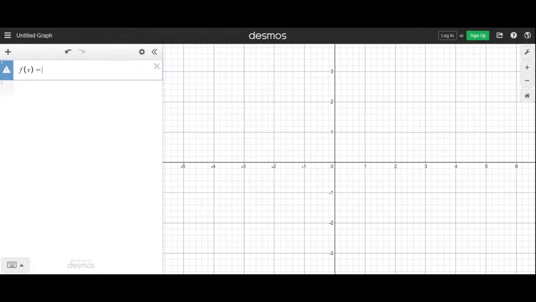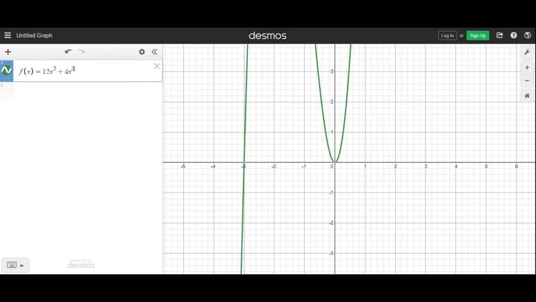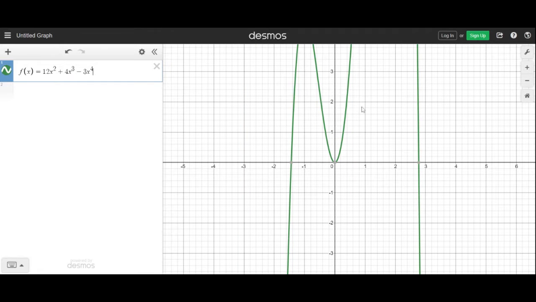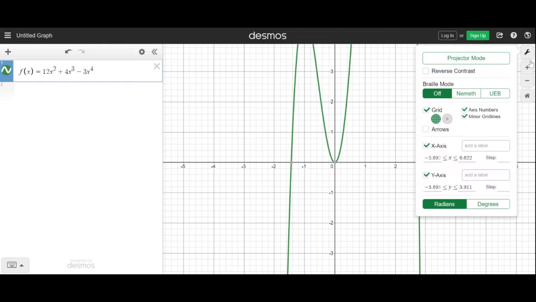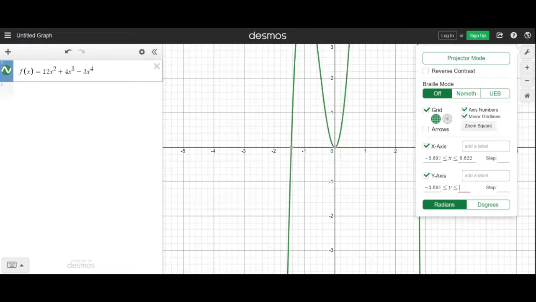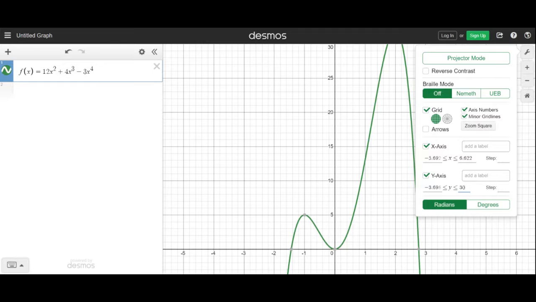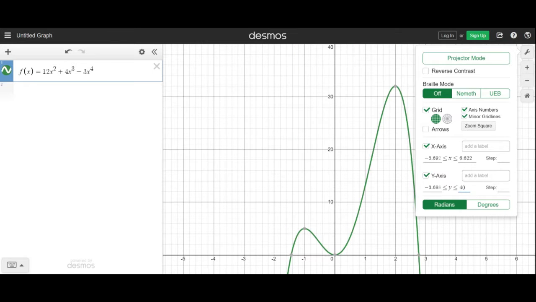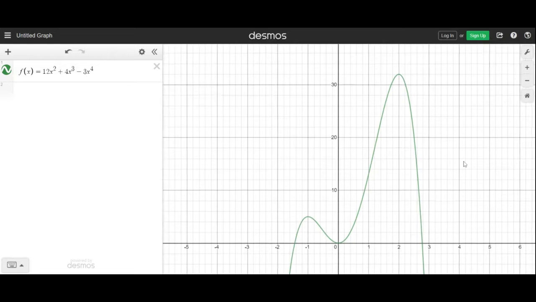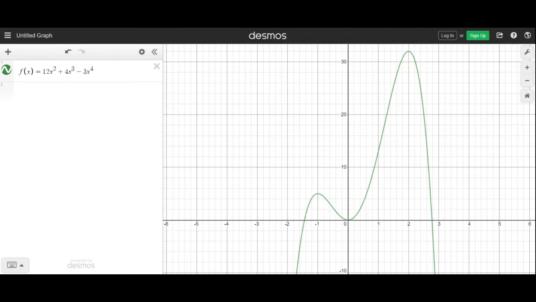Okay, so we've got f of x is equal to 12x squared plus 4x cubed minus 3x to the fourth. So there's our function. Now this time we are going to need to zoom out a little bit so that we can actually see the top of our graph. So I'm just going to change my y value here, make it a little bigger, still not big enough. I'm going to make it bigger than that, and bigger than that. There we go. Now I can at least see the top of my graph, and I can see all the turning points, because that's what I really need to determine increasing and decreasing when we get there. All right, so there's our graph.